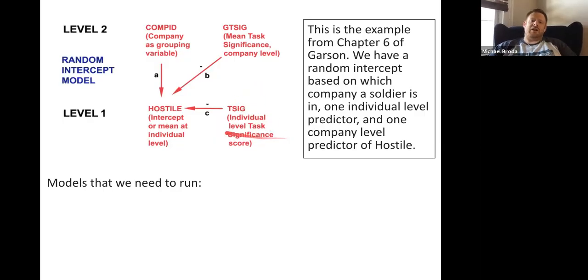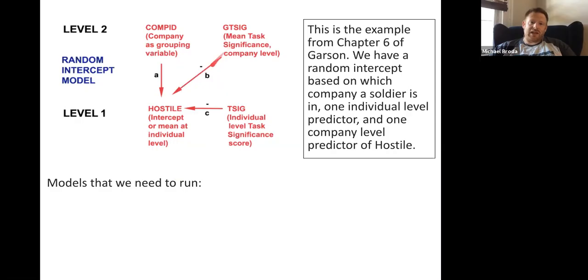And so the hypothesis here is that as an individual perceives a task as being more important, they are going to be less hostile. So essentially the hypothesis was that there's a negative relationship between task significance and hostility. So if you are a part of a unit where you individually believe that what you're doing is important, that can have some impact on your hostility to the overall mission or goal.